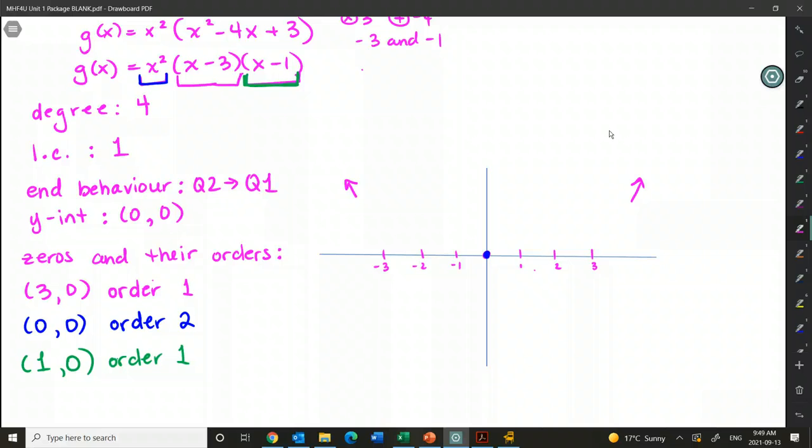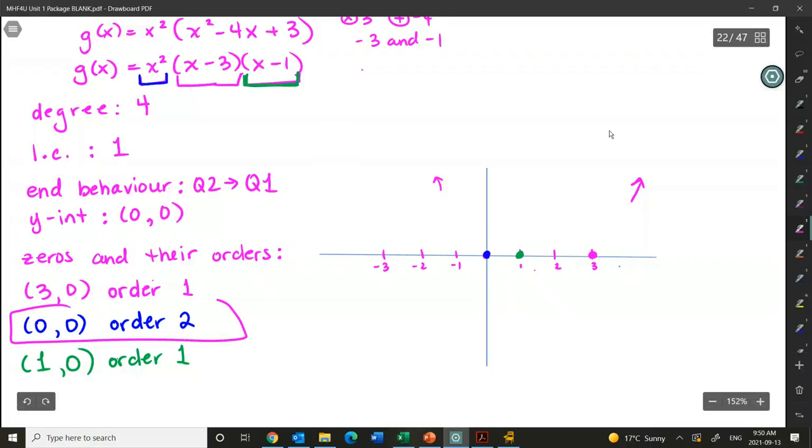Okay, so we have a 0 at 3. We also have a 0 at 1 and 0, 0. And I'm just going to slide this end over kind of like here, because there's no x-intercepts on the other side there. Now we need to decide on what's going to happen in between here as my graph crosses the x-axis here.